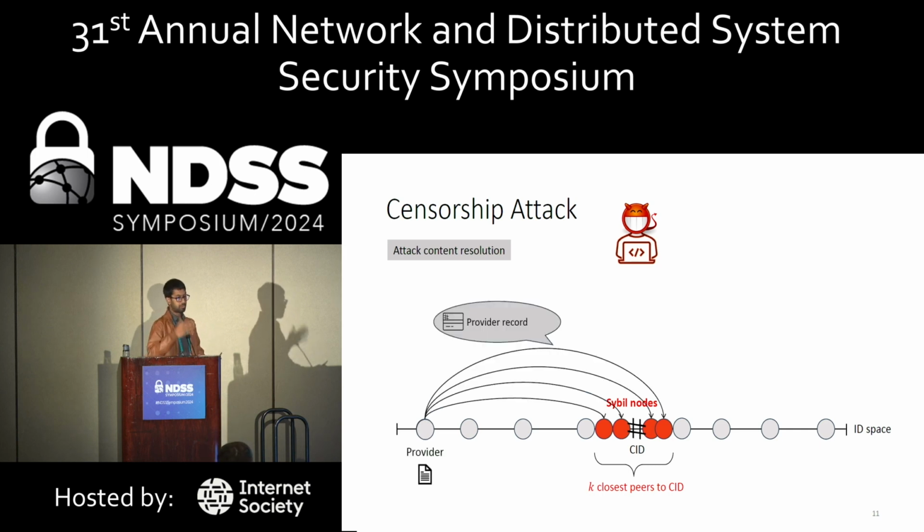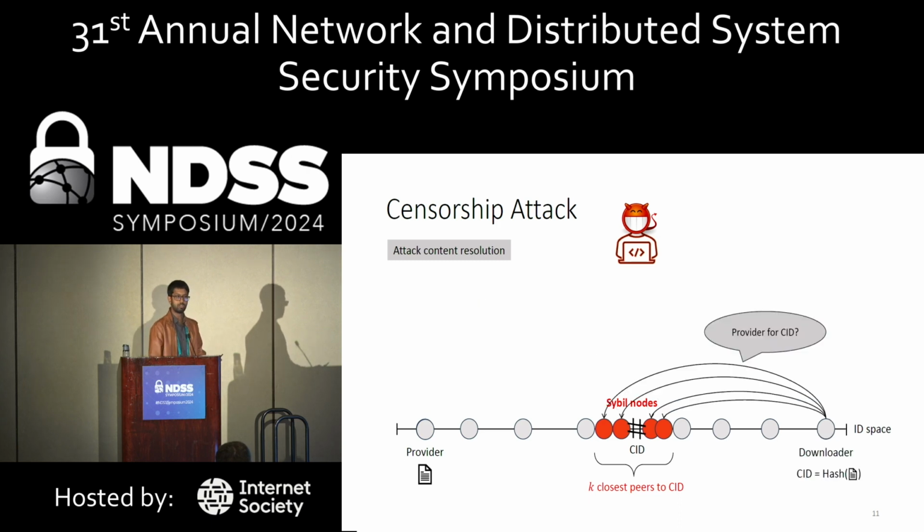Now what happens is the provider sends the provider record to the k closest peers. They land on the Sybil nodes, which just drop the provider record. Similarly, if the downloader requests the provider record from these k closest peers, they just don't respond. Notice that because the downloader already has the hash of the content, we don't have to worry about the integrity of the data, because it can always verify the hash. But censorship is the problem that we have.